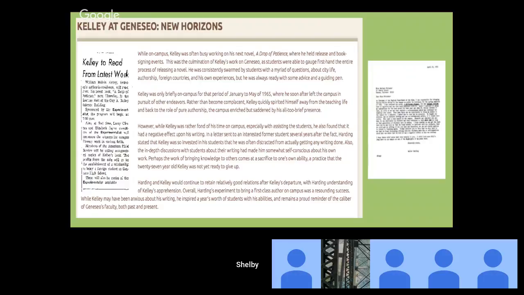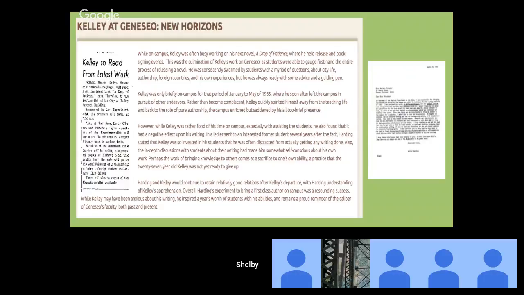So we found our other treasured artifact, which was in the box, which was a letter from Harding to this former student of Kelly's. It was dated 1970, so this was 5 years afterwards. It basically gave us why Harding invited Kelly, which was, you know, he liked his books.